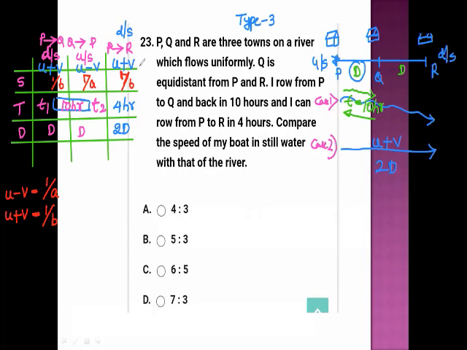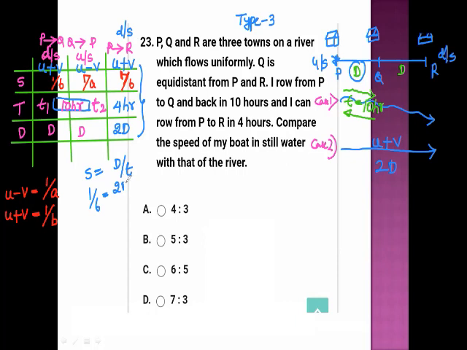If you use this, we know that speed is simply distance by time. When the person goes from P to R, what is the speed? Speed is equal to 1 by B.